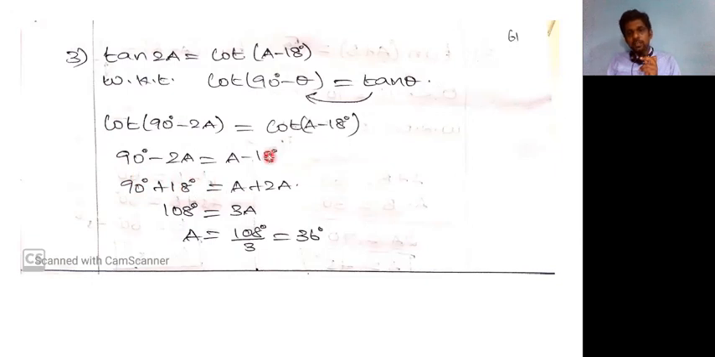So take the A to one side and numbers to the other side. The 90 here and the minus 18 on the right hand side: take it to the left hand side. 90 plus 18 is equal to A on the right hand side; take this 2A to the right hand side, plus 2A. So 90 plus 18 is 108, A plus 2A is 3A. So 3A is equal to 108. What is A? 108 by 3, which is 36 degrees.